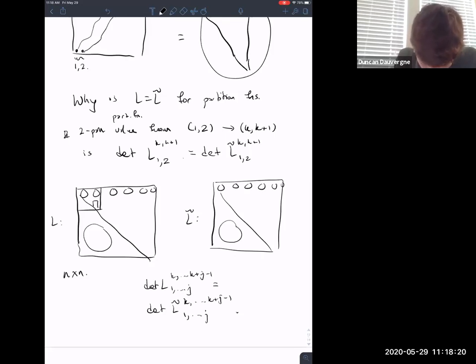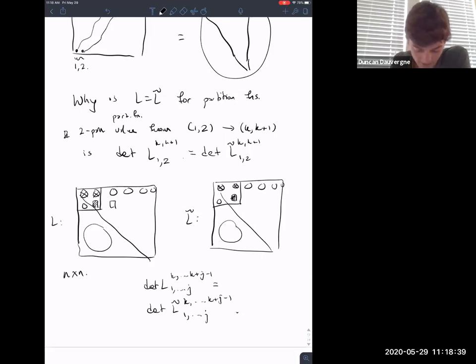And now I can check that this next entry is the same. Well, I know that the determinant of this top square is the same for L and L tilde. I know this is a 0, and I know what these two X entries are. So I can determine the remaining entry used to compute that determinant.